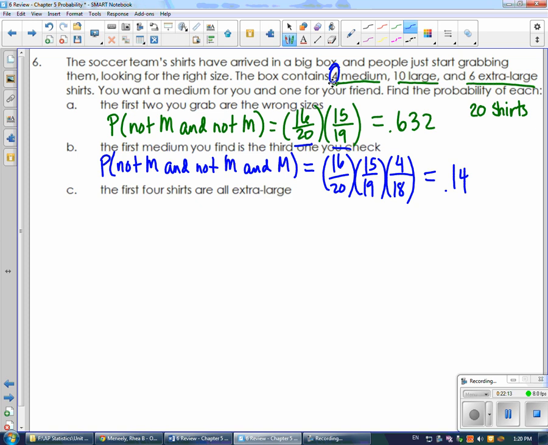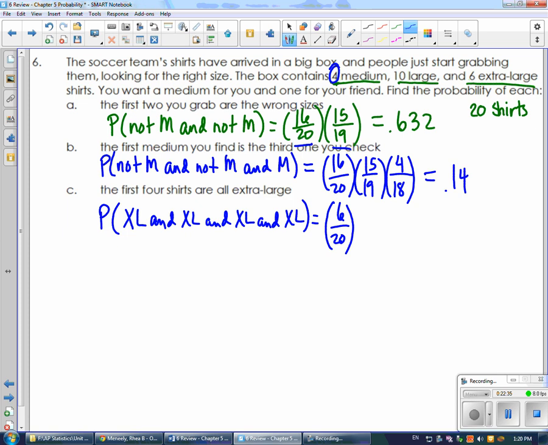If I want to find the probability that the first 4 shirts are all extra large, so extra large and extra large and extra large and extra large. Again, we're not putting them back, so we don't have independence. There are 6 extra large shirts in the box out of 20. That's going to be my first probability, 6 out of 20.